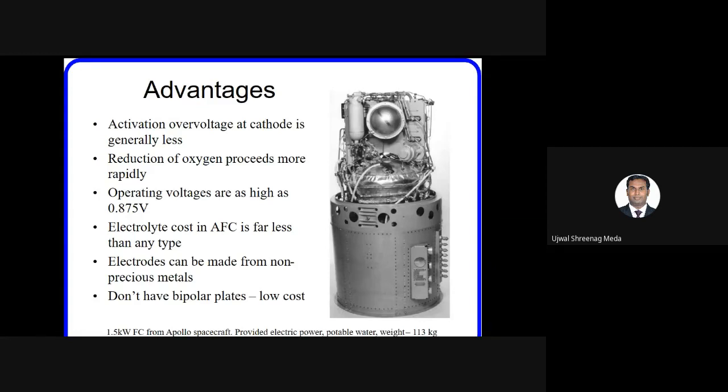So electrode cost, electrolyte cost, absence of bipolar plate, little loss because of activation, and high operating voltage. These are some of the reasons why alkaline fuel cell gained importance in the 1940s or 50s.